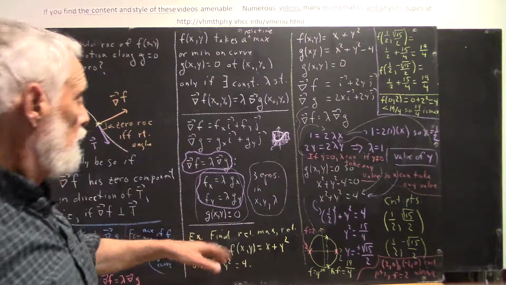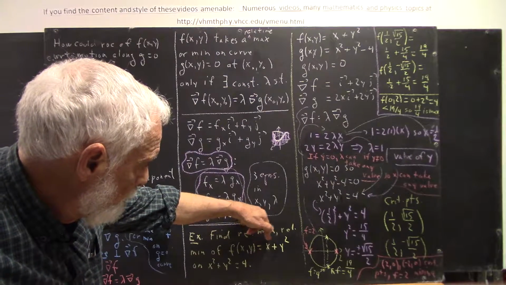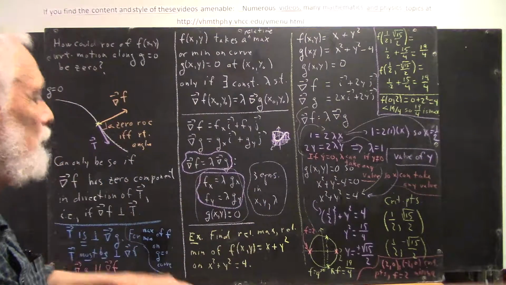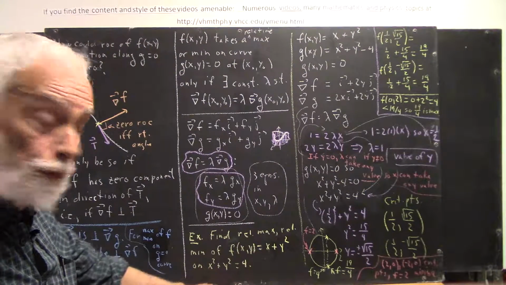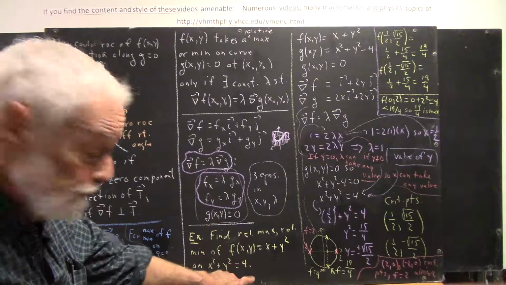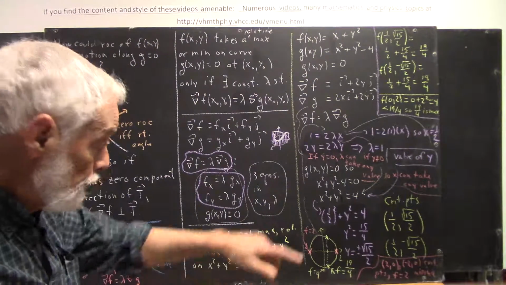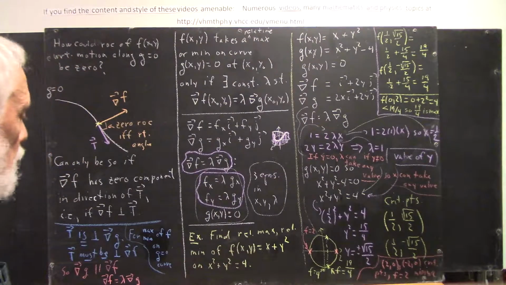We have the problem of finding the relative max and relative minimum of f(x,y) equals x plus y squared, subject to the constraint x squared plus y squared equals 4. In other words, subject to the condition that we're on this curve. Well, this curve is just a circle of radius 2 about the origin in the xy plane.